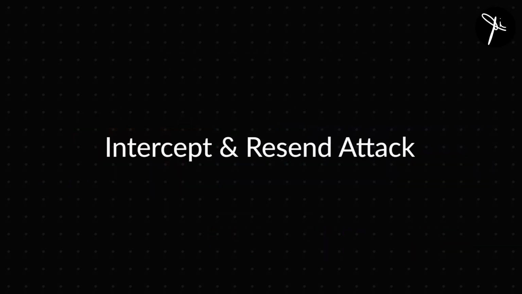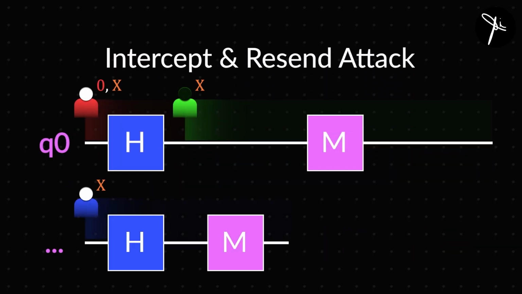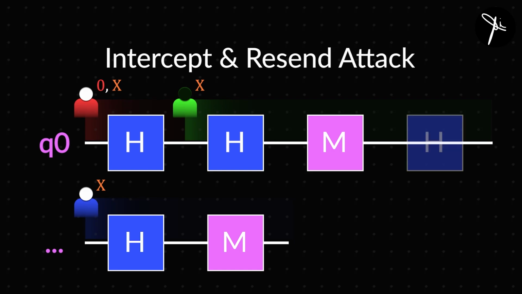The intercept and resend attack is similar to the measurement attack, but Eve adds a step. Before measuring the qubits, she applies random X or Z bases. Then, after measuring, she applies the same sequence of bases to the qubits and sends them to Bob. Why does this attack also fail? Eve attempts to avoid detection by applying her bases before and after measurement, remembering that an H gate applied twice returns the qubit to its prior state.